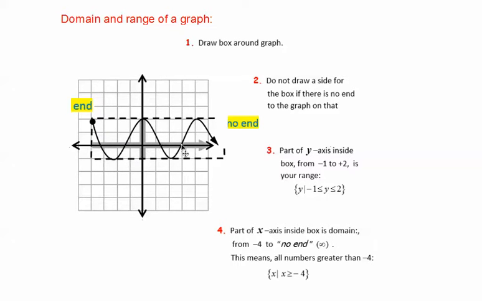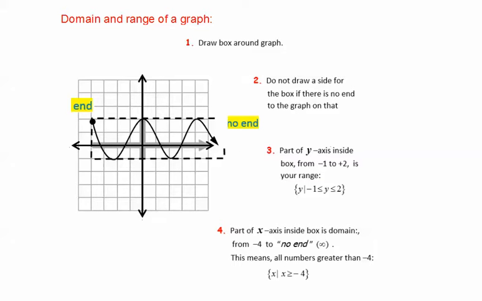And when I say the part of the x-axis inside the box, that means this part right here, where there is a beginning on the left hand side at -4, but when you extend towards the right there is no end here. The box does not stop here, so it keeps going forever, which is why the domain would be from -4 all the way to infinity. In other words, all of the numbers greater than -4.